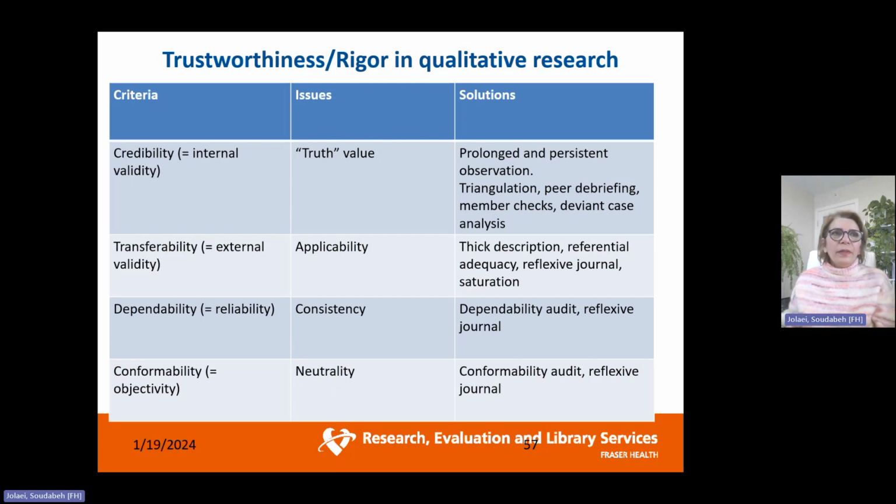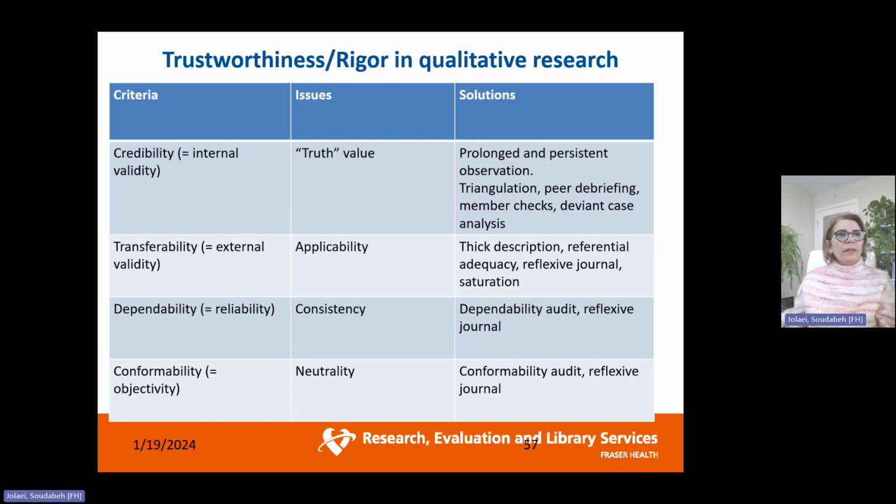Dependability somehow refers to reliability of data. The issue is to ensure consistency. So dependability audit and reflexive journals are some measures that we use to ensure achieving this criterion.